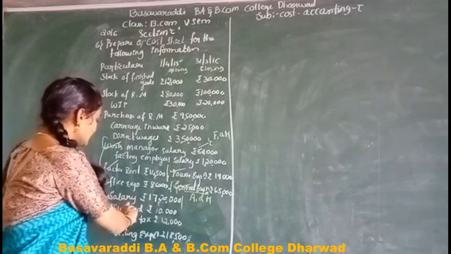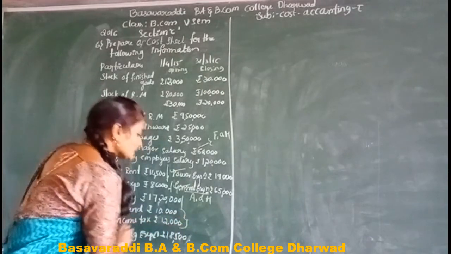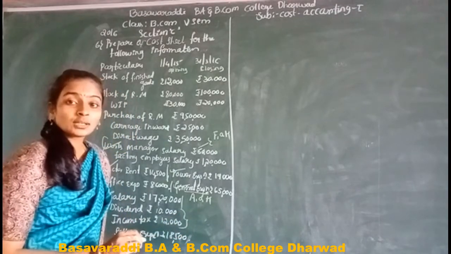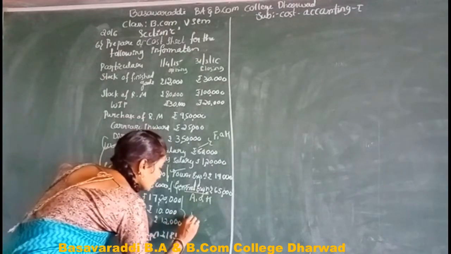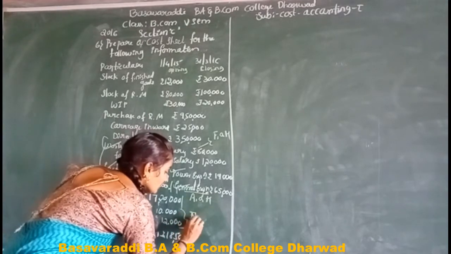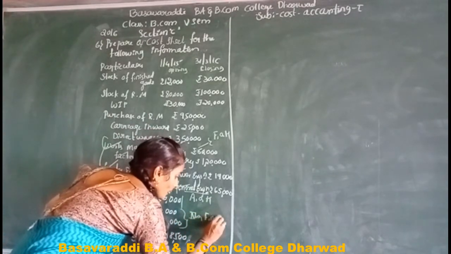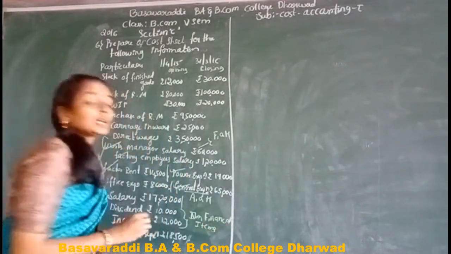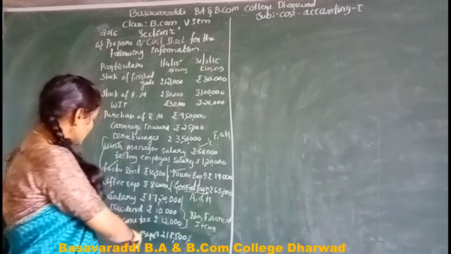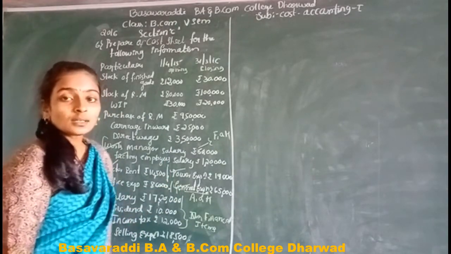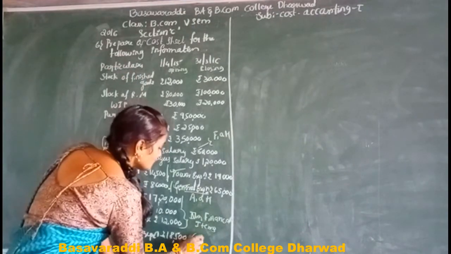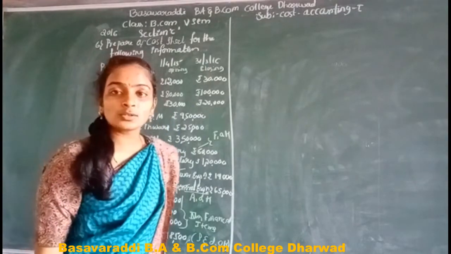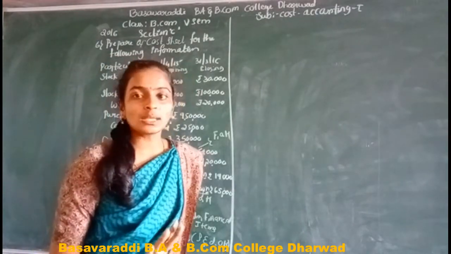Next, dividend and income tax are not recorded in the cost sheet because these are non-financial items, exempted items, which are not shown in the cost sheet. Last one is selling expenses, 18,500, which is included in selling and distribution overhead. I hope you understood the problem. Let us solve the problem.